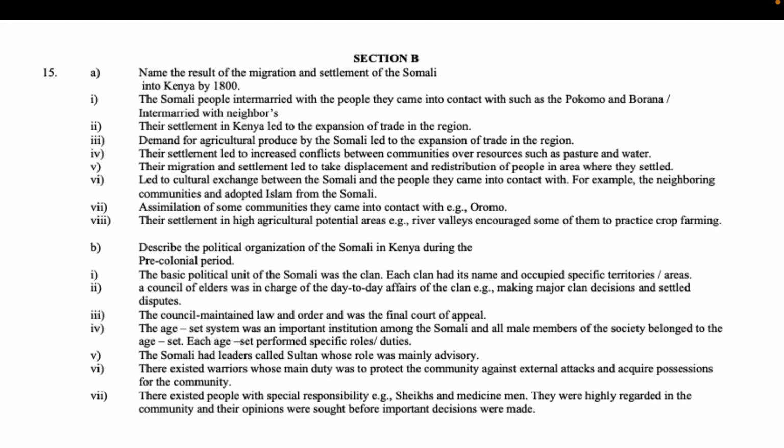IV. The age-set system was an important institution among the Somali, and all male members of the society belonged to an age-set. Each age-set performed specific roles, duties. V. The Somali had leaders called sultans whose role was mainly advisory. VI. There existed warriors whose main duty was to protect the community against external attacks and acquire possessions for the community. VII. There existed people with special responsibility, e.g., sheikhs and medicine men. They were highly regarded in the community and their opinions were sought before important decisions were made.